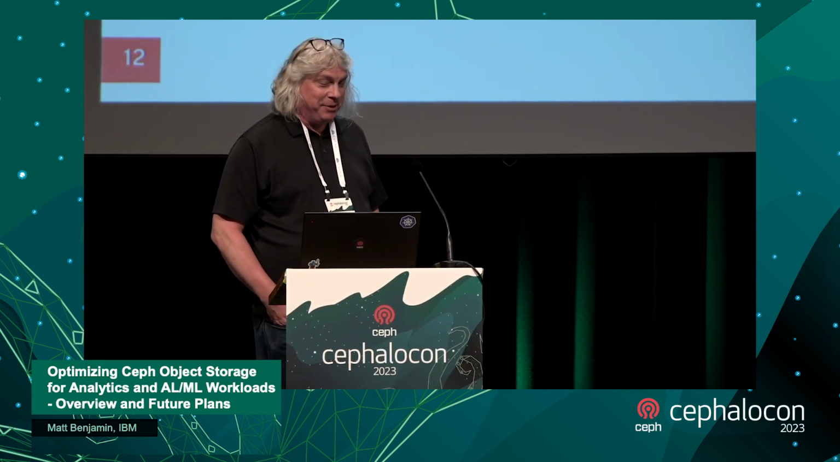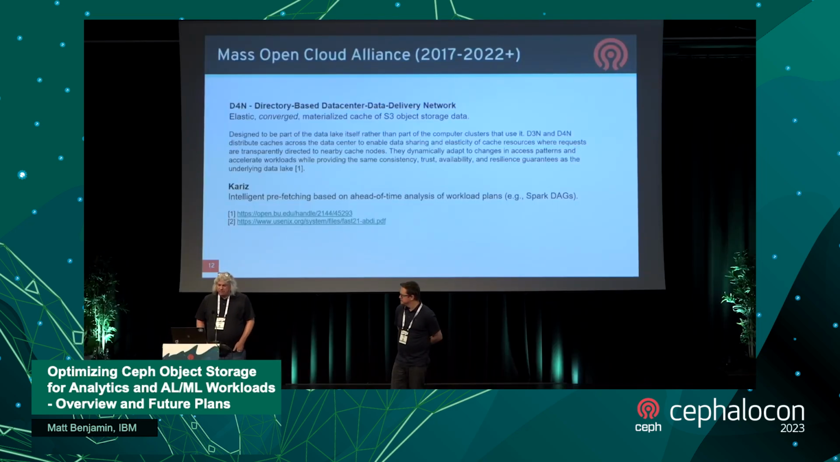So D4N, the so-called directory-based data center delivery network, a big long name there, is this elastic converged S3 object cache. The directory piece is interesting to us because it's part of how we extend the architecture of Ceph RGW to have a much richer store of ephemeral metadata and some other things. For read and write, so yeah, it's a write-back cache. And then Queries, I'll tell you a little bit about that.